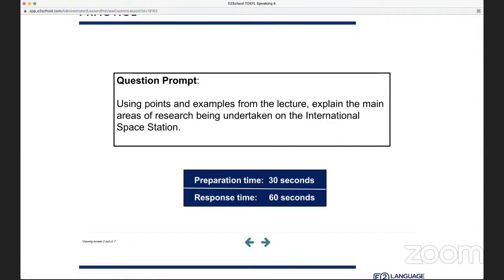So I'll read out the prompt, then I'll give you 30 seconds to prepare and 60 seconds to respond. So after I read this out, begin your preparation time. Using points and examples from the lecture, explain the main areas of research being undertaken on the International Space Station. Begin your 30 seconds to prepare now.